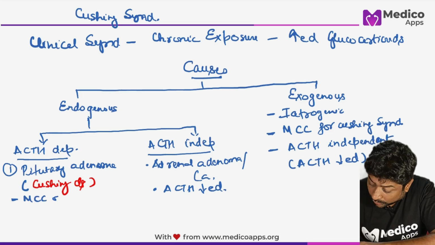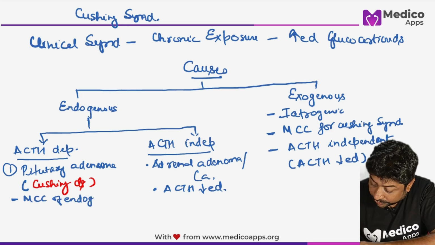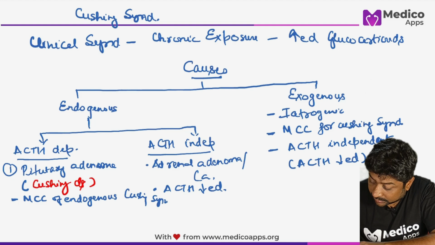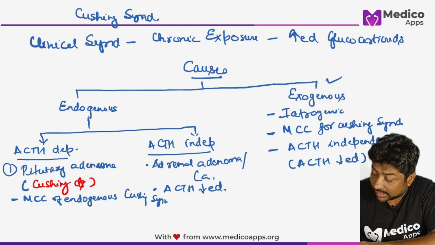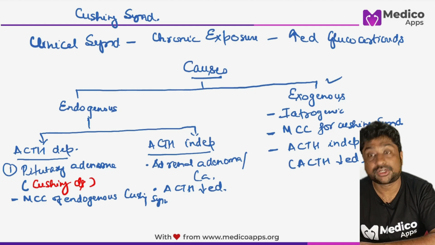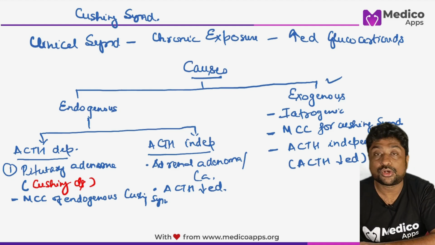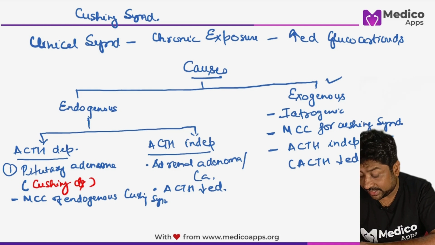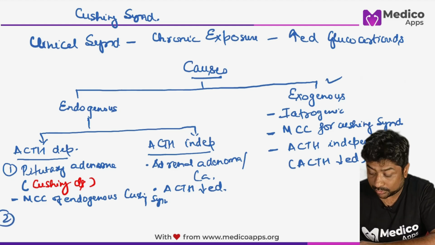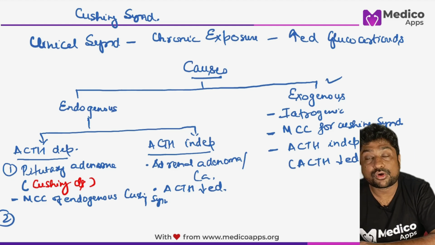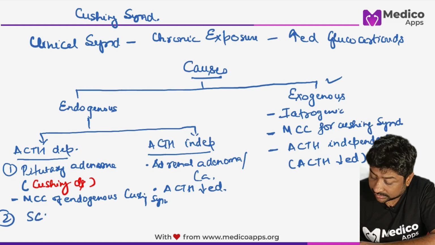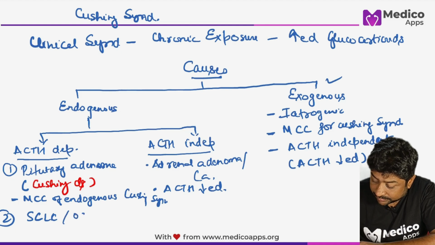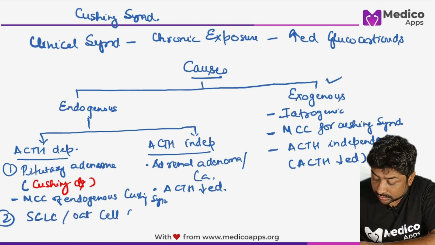Remember, overall it is the most common cause of endogenous Cushing syndrome. Like we said, the overall most common cause of Cushing syndrome is iatrogenic. The most common cause of endogenous Cushing syndrome is Cushing disease, that is pituitary adenoma. Other sources of ectopic ACTH production will be small cell lung cancer, also called oat cell cancer of lung, which will produce ACTH.